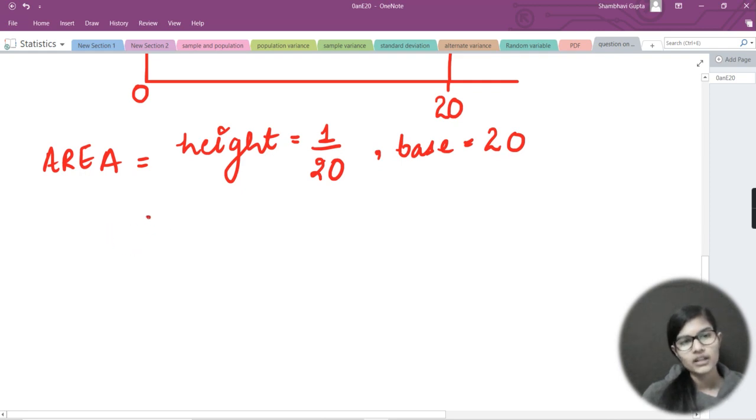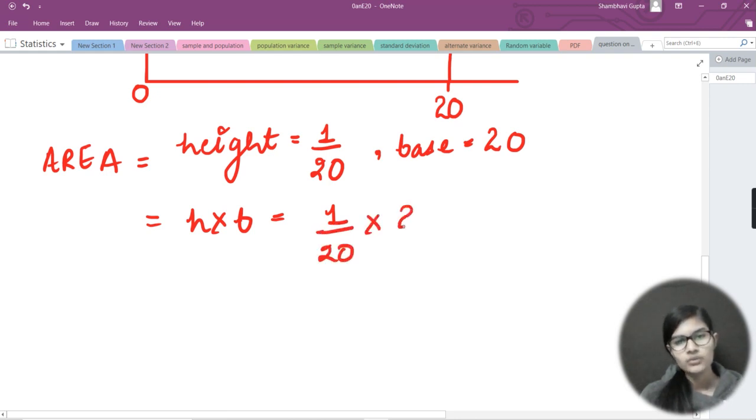Now, I want to find the area. Area is height into base, right? So for that, I'm going to write 1 by 20 into 20. So this 20 and 20 get cancelled and simply I get 1 here.